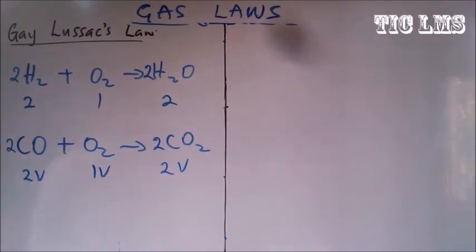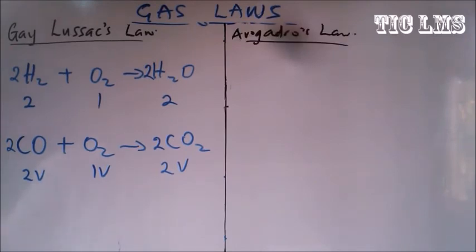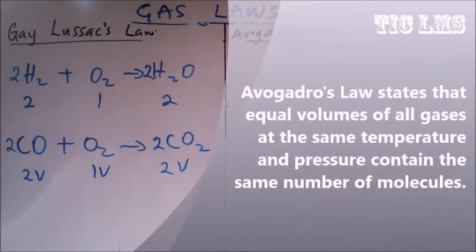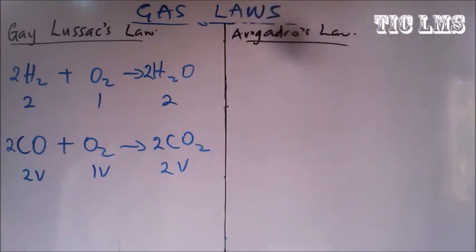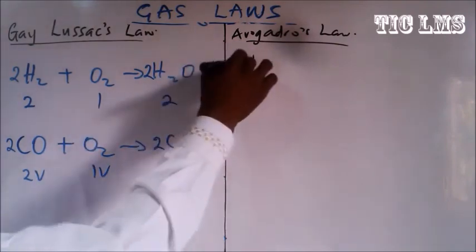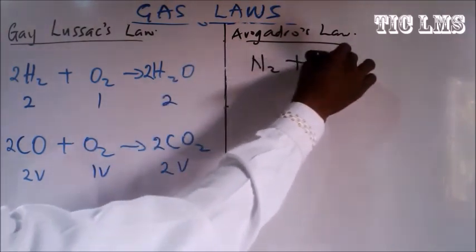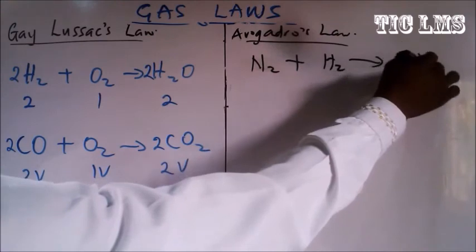And then that will bring us to Avogadro's law. Avogadro's law applies basically to gases as well, and it is used to explain Gay-Lussac's law. His law states that equal volumes of all gases at the same temperature and pressure contain the same number of molecules. In this, we could have a reaction that contains a solid, and so the volume of a solid is not accounted for. Make use of an equation where we have nitrogen gas reacting with hydrogen gas to form ammonia gas.